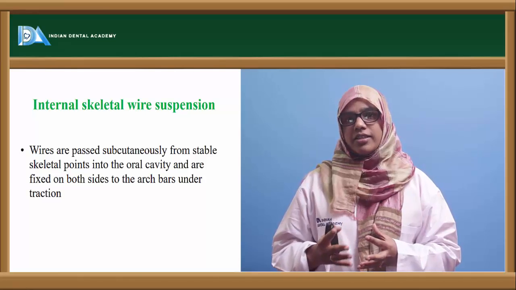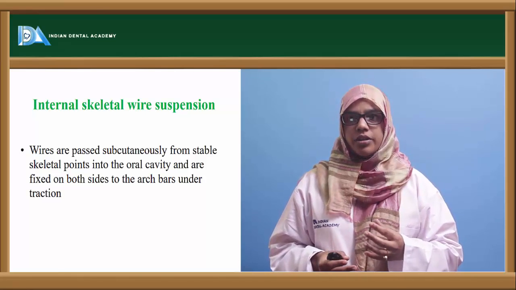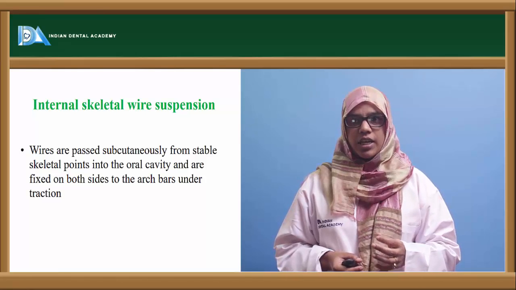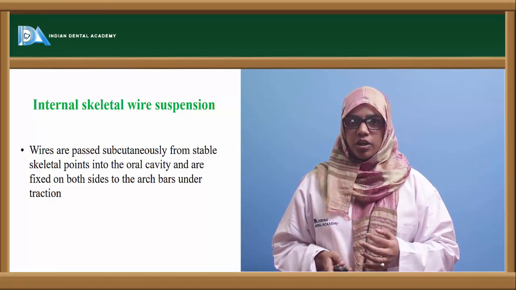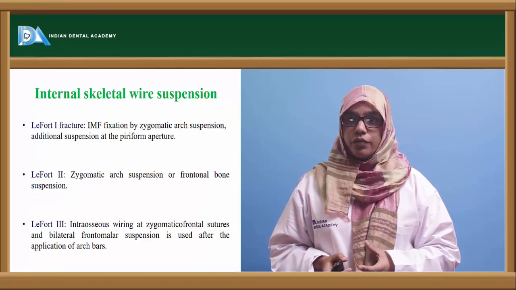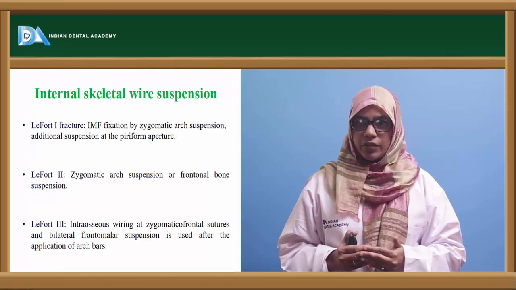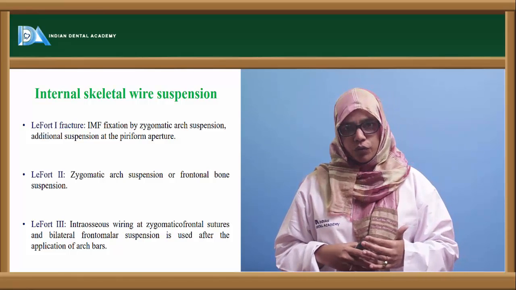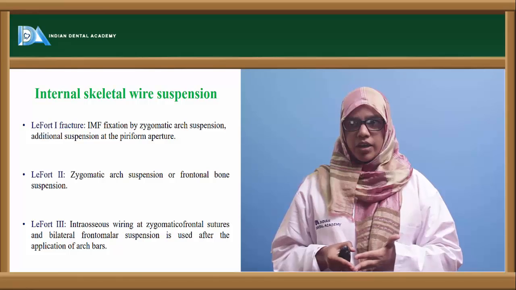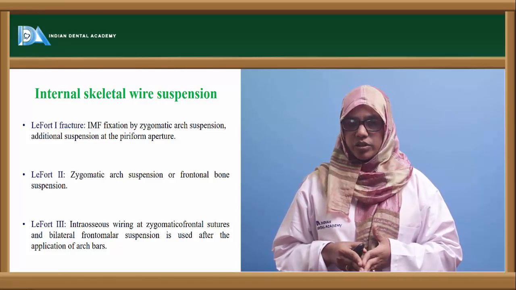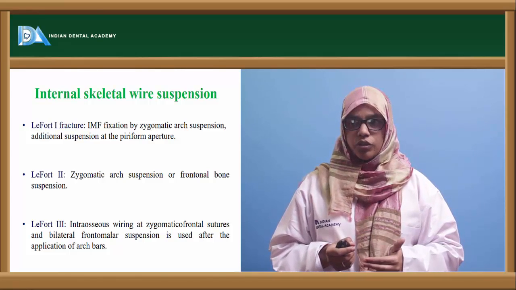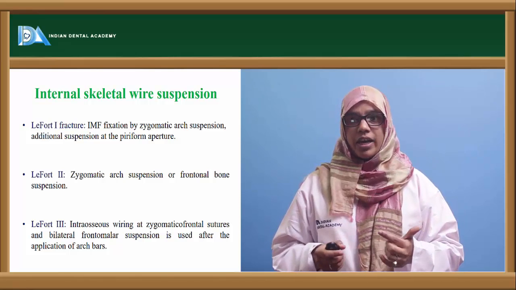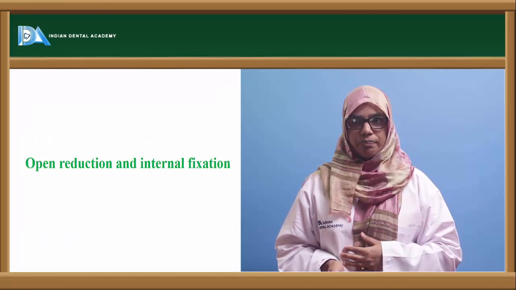Now, this internal skeletal wire suspension, a wire is passed subcutaneously from a stable skeletal point in the oral cavity and is fixed on both the sides with arch bars. Now, in case of Le Fort 1 fracture, you will do intermaxillary fixation and zygomatic arch suspension wiring. In case of Le Fort 2, you will do zygomatic arch suspension wiring or frontonasal bone suspension. In case of Le Fort 3, you can do zygomatico-maxillo-frontal suturing or bilateral frontomalar suspension.